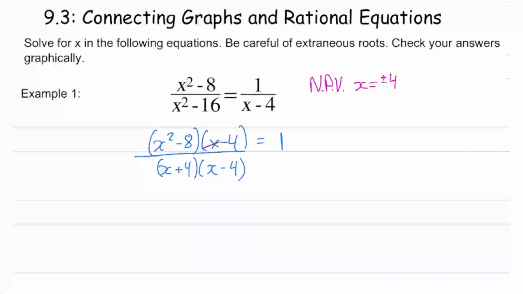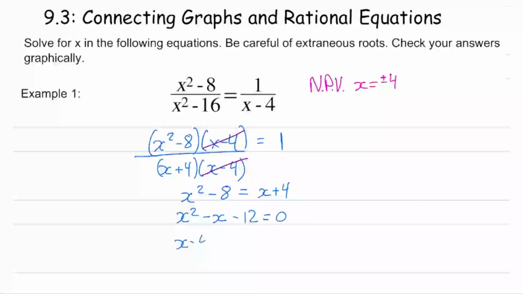And when I do a little bit of factoring, I see that I get the terms x minus 4 over x minus 4 canceling out. Now I can multiply both sides by x plus 4. So I'm left with x squared minus 8 on the left-hand side. I get x plus 4 on the right-hand side. Move everything over to the left-hand side. We get a quadratic, so we get x squared minus x minus 12 equals 0.